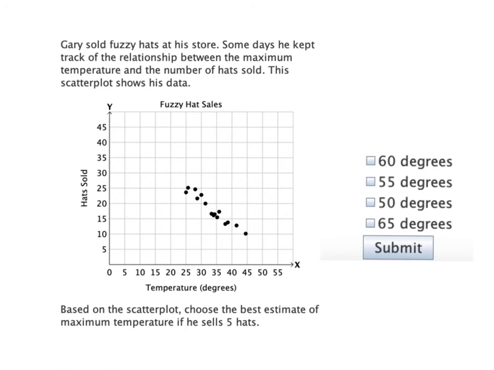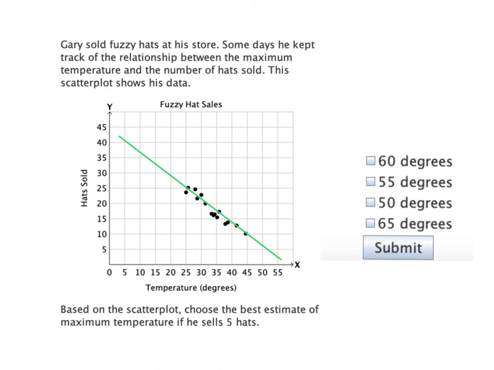All right, one more question. You're going to be using your line of best fit to make predictions. Gary sold fuzzy hats at his store. Some days he kept track of the relationship between the maximum temperature and the number of hats sold. This scatter plot shows the data. You should notice a negative correlation here. As the temperature increases, the hats sold decrease. So I would start by making a line of best fit. With this line tool, I can shift it upward. About right there is a good line of best fit, equal amount of points above and below.